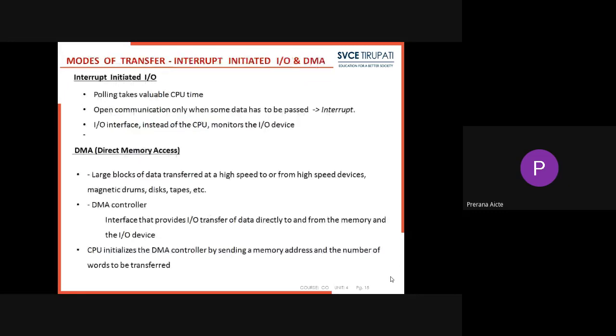And coming to the second one, interrupt initiated IO. The programmed IO is a time consuming process. So in order to keep the processor busy, introduce an interrupt, a special command to inform the interface to issue an interrupt request signal to the processor when data are available from the device. In the meantime, the CPU or processor can proceed to execute another program.